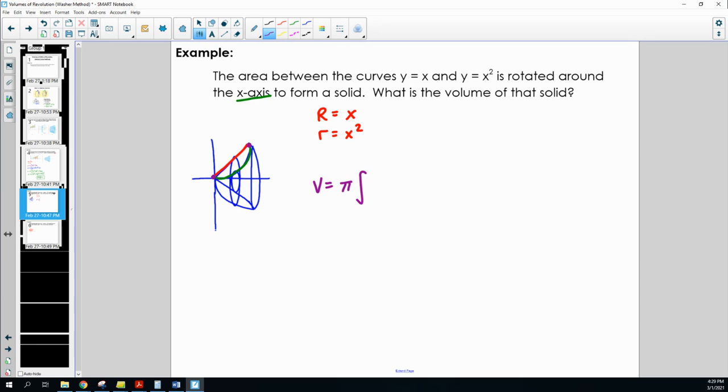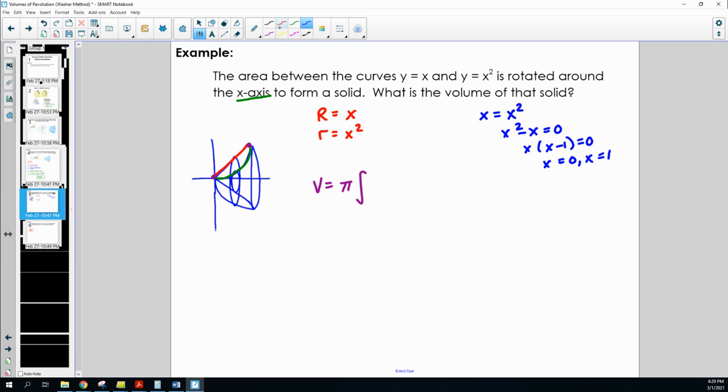Okay, so we can take our original functions, x and x squared, and we can set them equal. So here we end up with x squared minus x equals 0. I can factor out the x, so I get x times (x minus 1). So when I solve this, I get 0 and I get 1. So my intersection points, if I plug it back in, are (0, 0) and (1, 1).